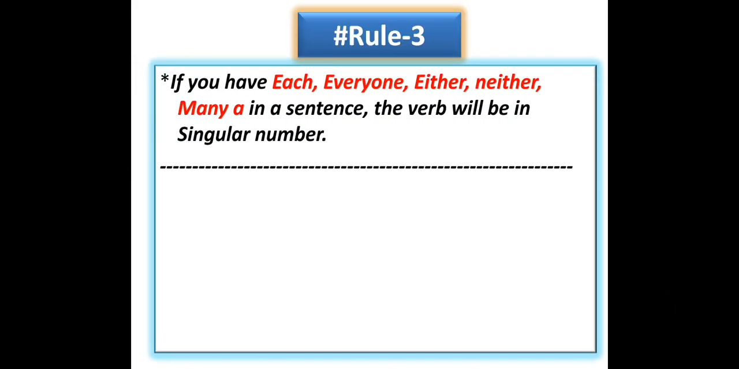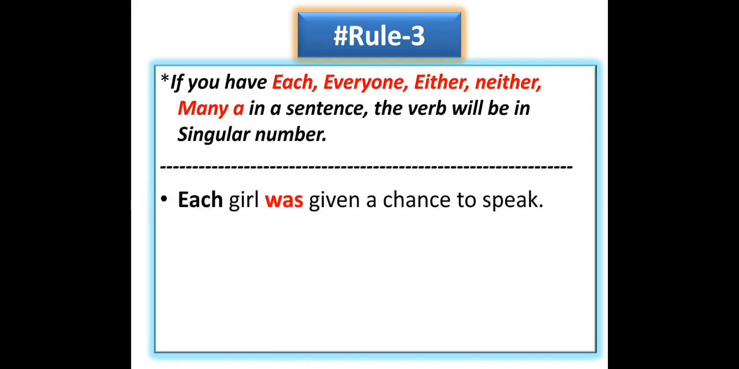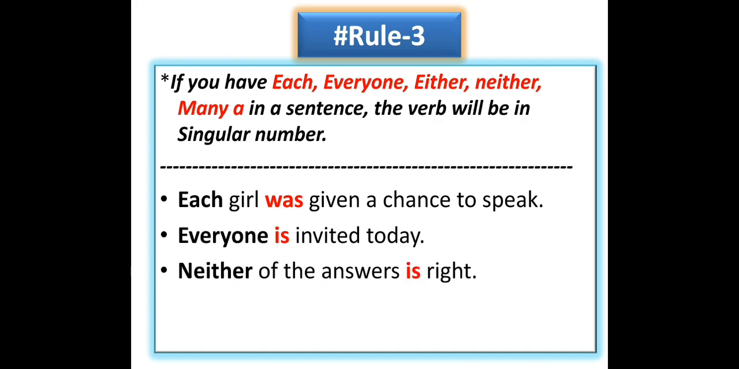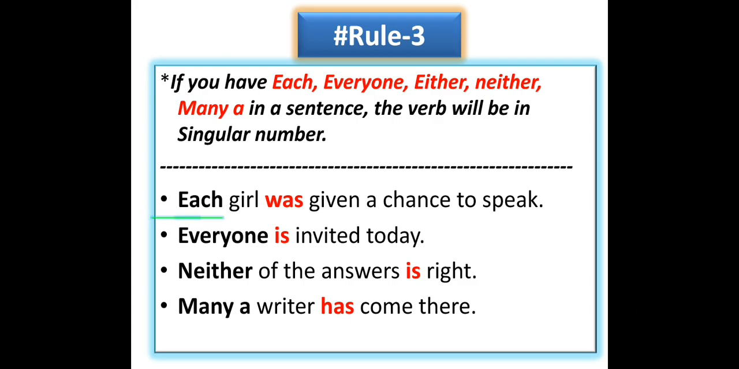Now next, rule number 3. If you have each, everyone, either, neither, many a in a sentence, the verb will be in singular number. If you have each, everyone, either, neither, many a in a sentence, the verb will be in singular number. For example, each girl was given a chance to speak. Everyone is invited today. Neither of the answers is right. Many a writer has come there. Now you see here in the first sentence we have each, that's why the verb is singular, was.